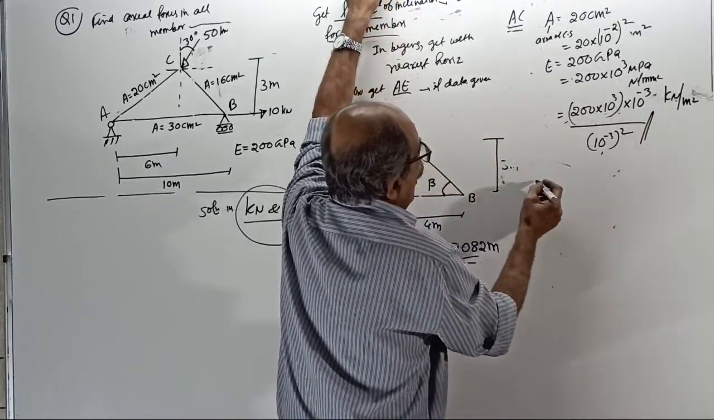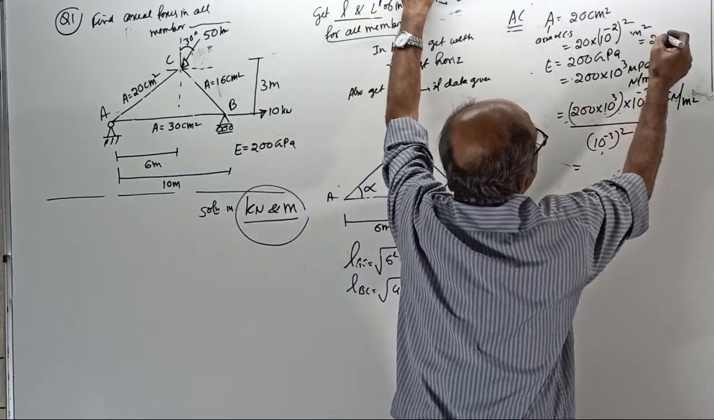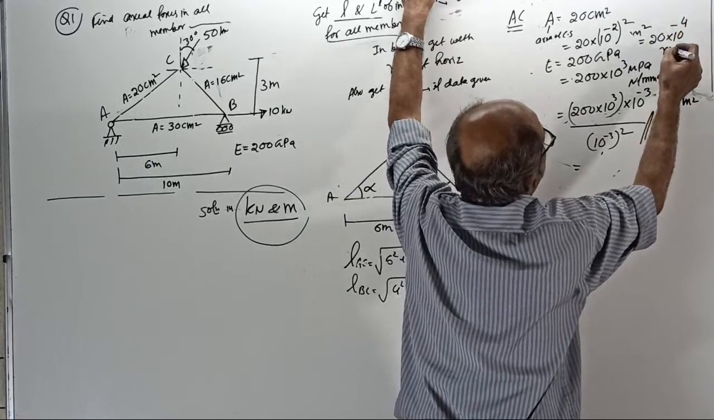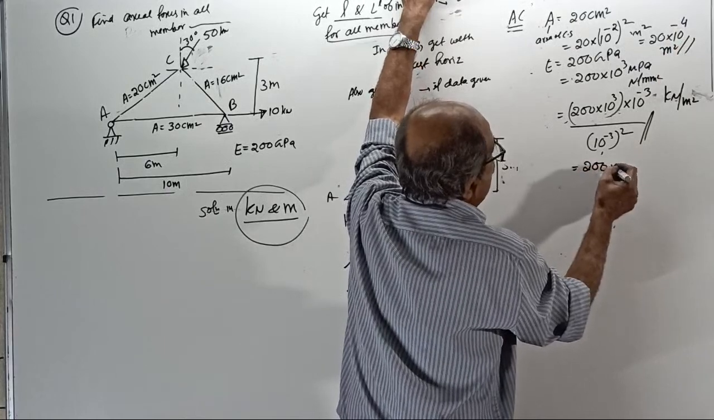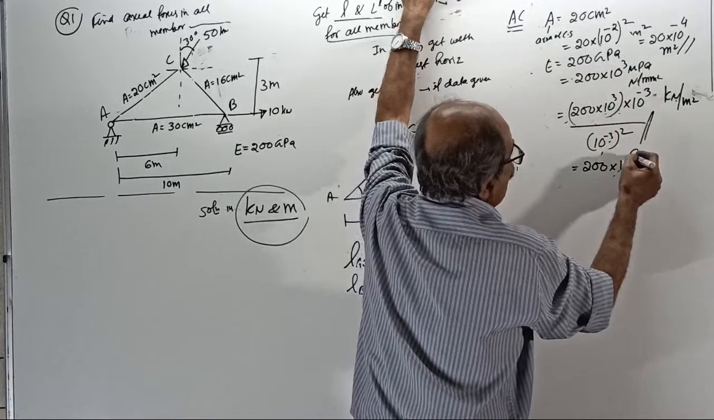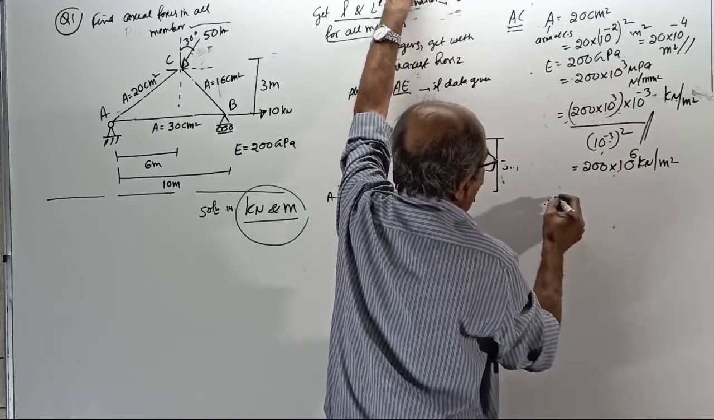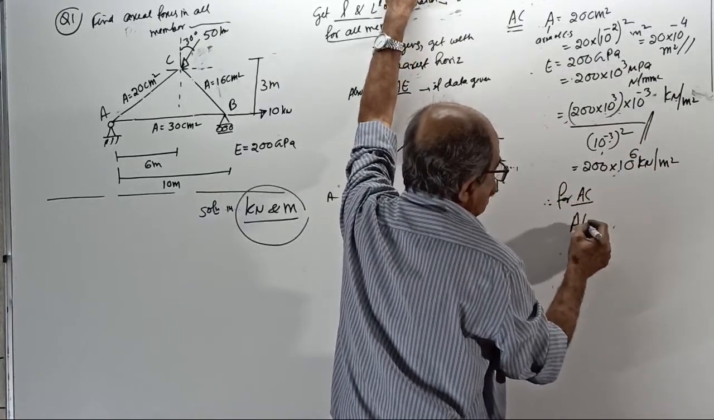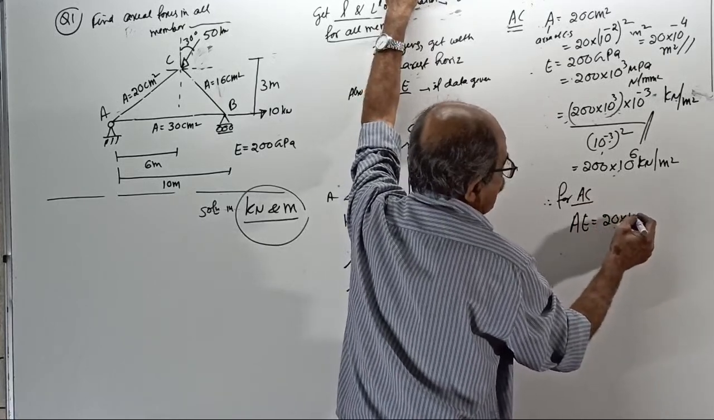Tell the answer. This is 20 into 10 to the power minus 4 meter square. This is 200 into, this will cancel, this will go to numerator, 10 to the power 6 kilonewton per meter square. Therefore, for member AC, your AE equals how much? Area 20 into 10 to the power minus 4.